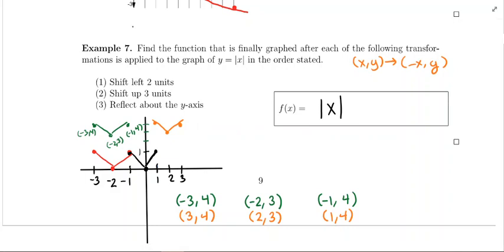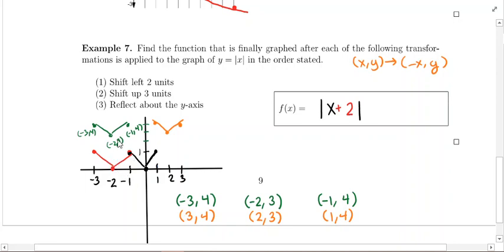So that means add or subtract inside the absolute value symbols in this situation. Okay, so let me move this over. Since we are moving to the left, we need to add. Moving to the left means you add, and we're going to be adding 2 because that's how many units we're going left. So that should give us the red graph.